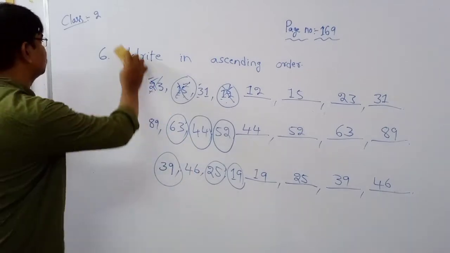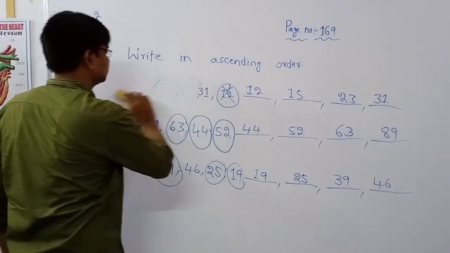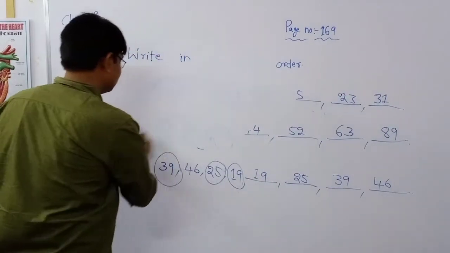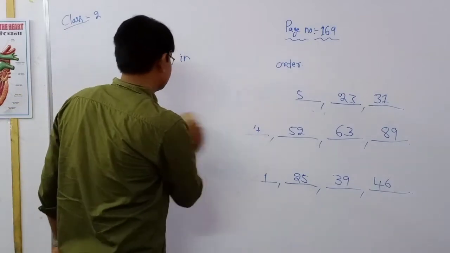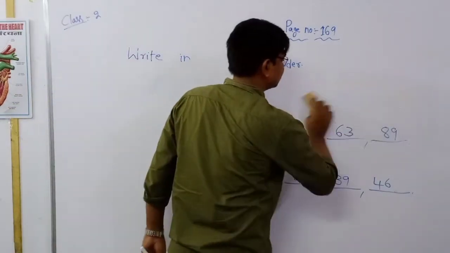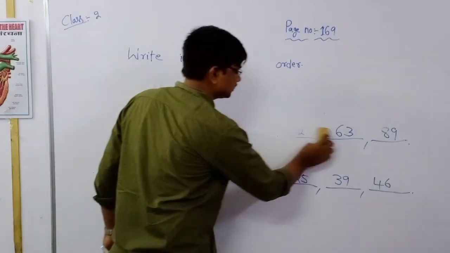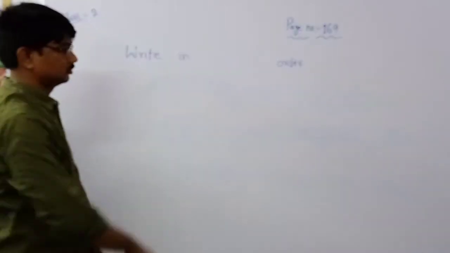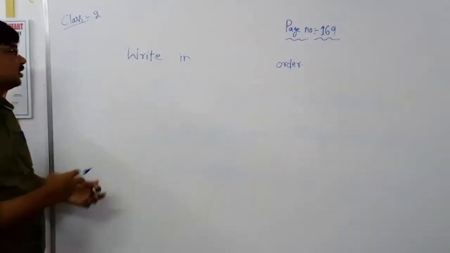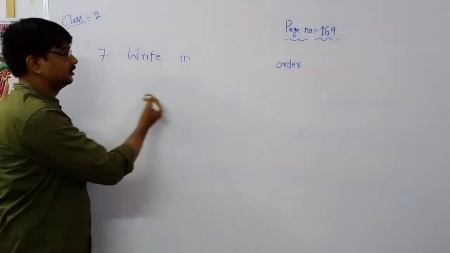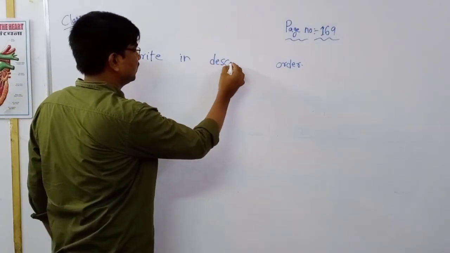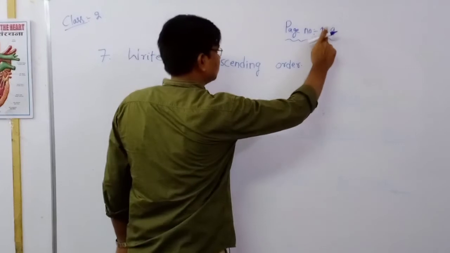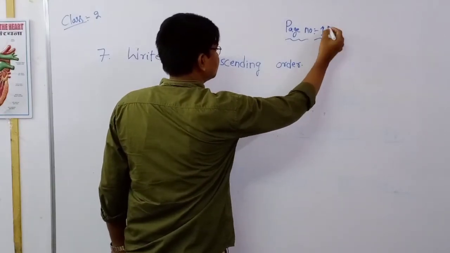Next, let us move to question number 7. Now, already we learnt about writing the numbers in ascending order. What is ascending order? Writing the numbers small to big. Now let us discuss about descending order.